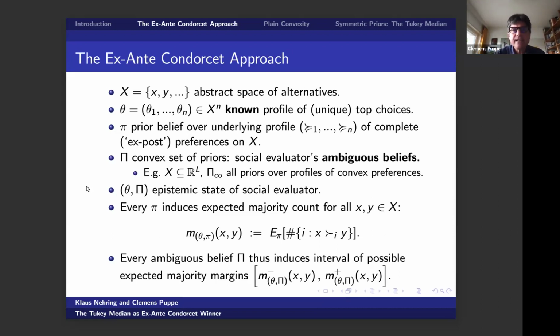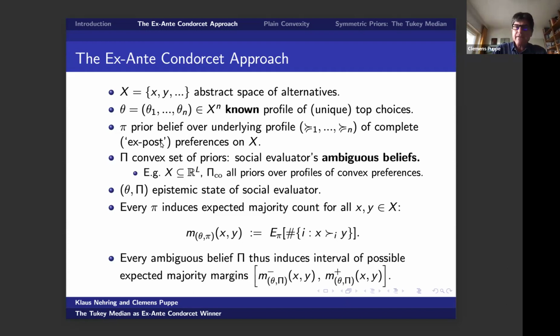The social evaluator is assumed to know the profile of unique top choices, right? So for each individual, the individuals are indexed 1 to n here, the social evaluator knows what individual 1 to n would choose from these alternatives if they could choose alone. So these are their top choices. But these individuals do have underlying complete preferences. I will sometimes call them ex post preferences, but there is no resolution of uncertainty. Ex post preference simply means the true preferences of the individuals, which I, as the social evaluator, do not know, okay?